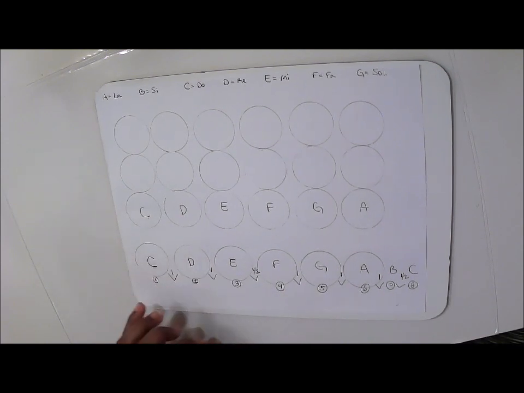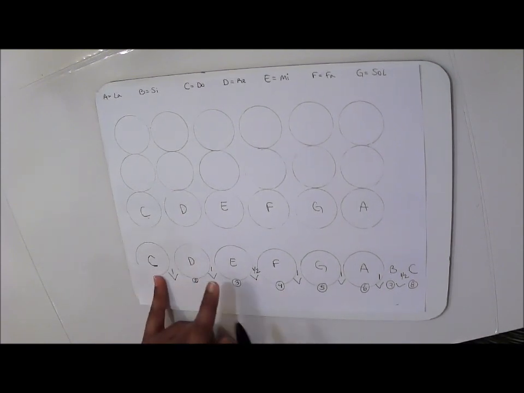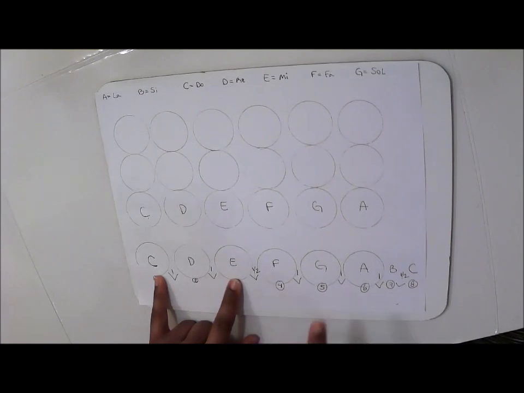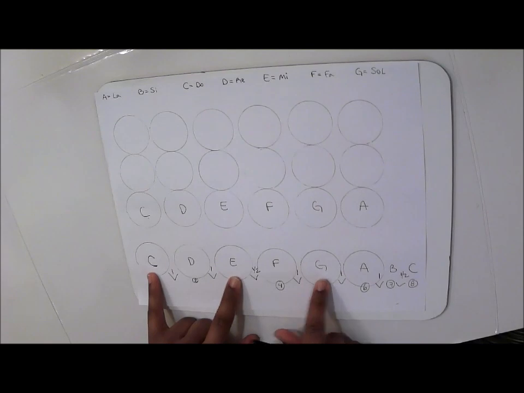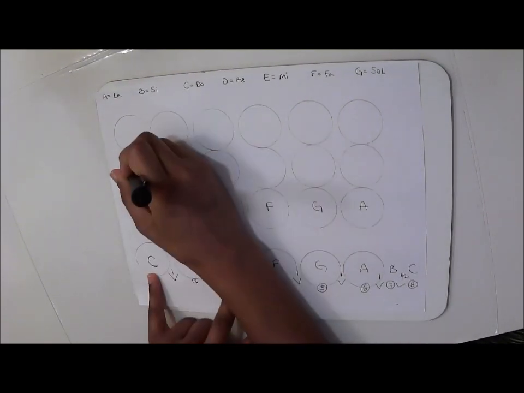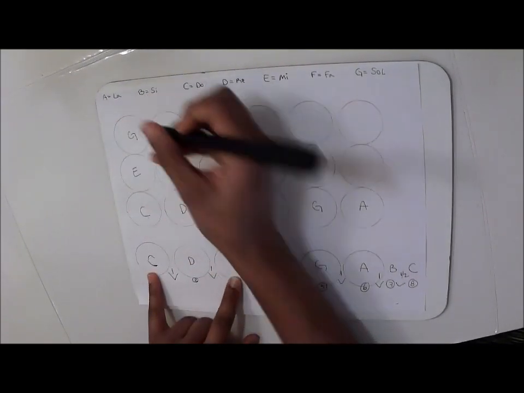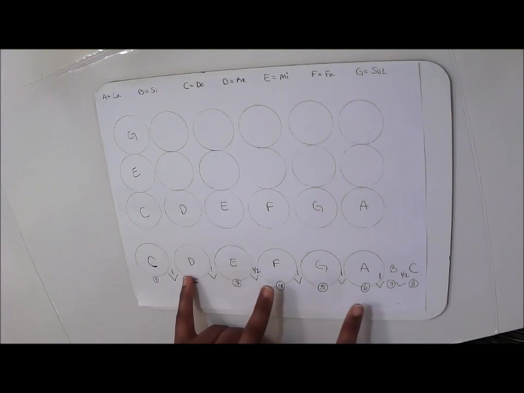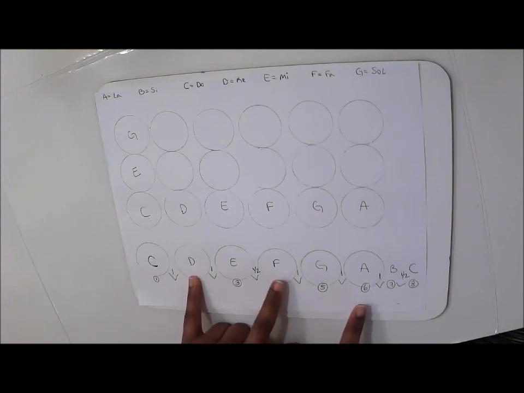The pattern is to play a note, skip a note, play a note, skip a note, play a note. So I have C, E, and G for the C chord. So I'm just going to go down and write that down. For D, I'm going to follow the same pattern. Play a note, skip a note, play a note, skip a note, play a note.